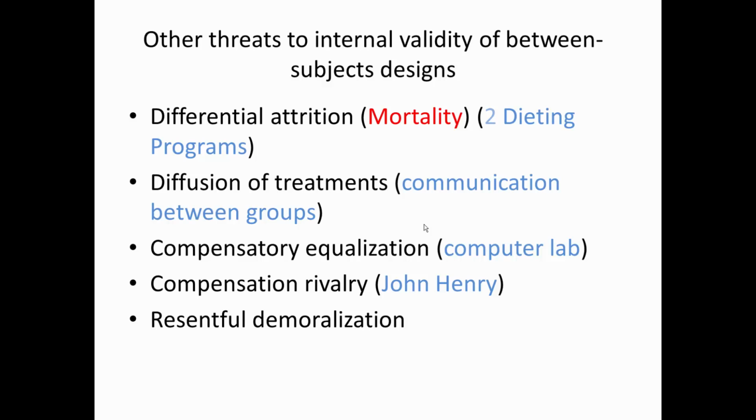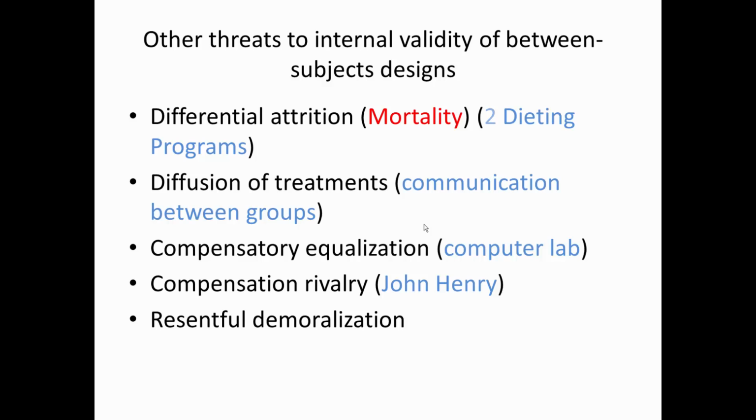Another factor is compensatory equalization, which, like I said before, happens when you have special treatment for your experimental group and the other group, which is the control group, although they don't get that treatment, they somehow get something or do something that makes them comparable or equal to the treatment group.